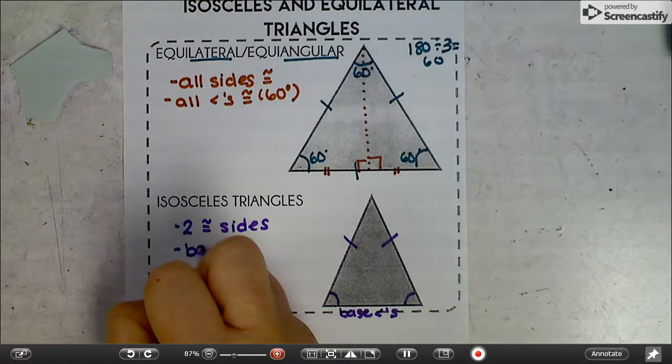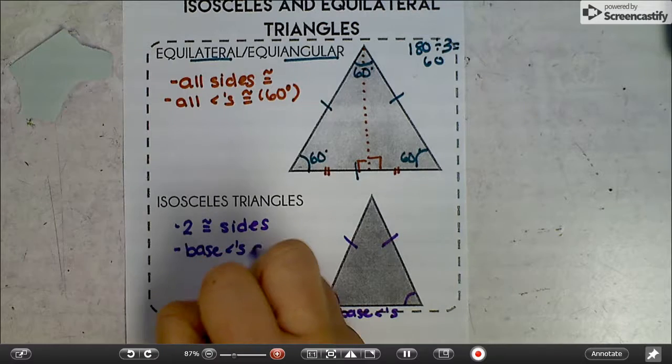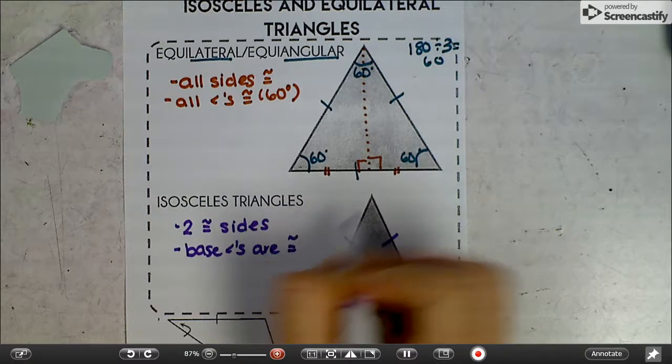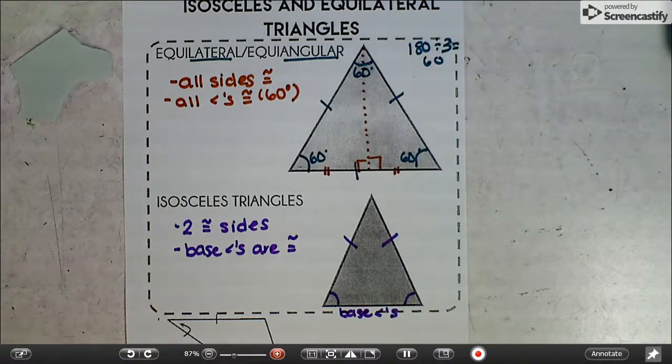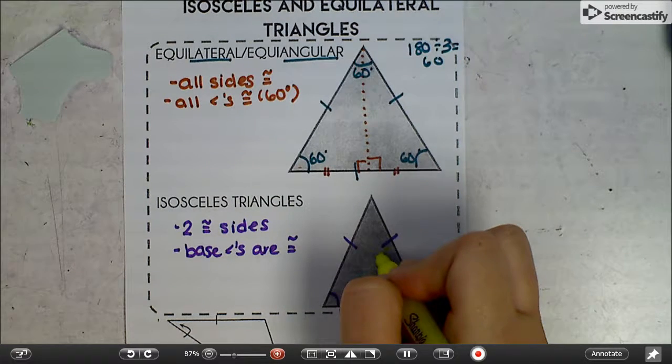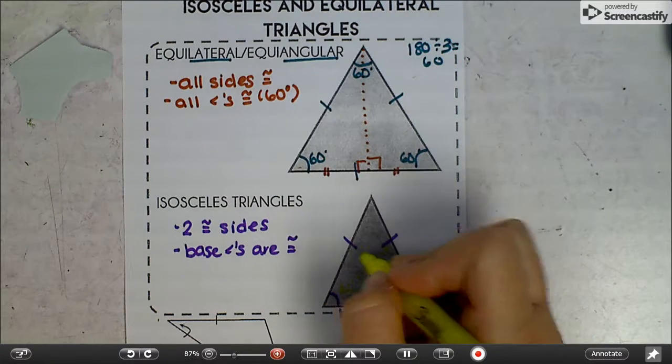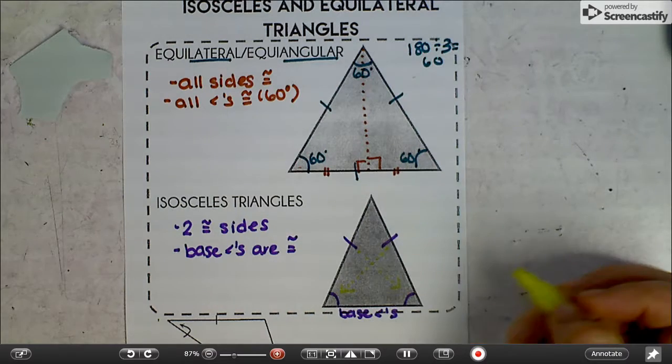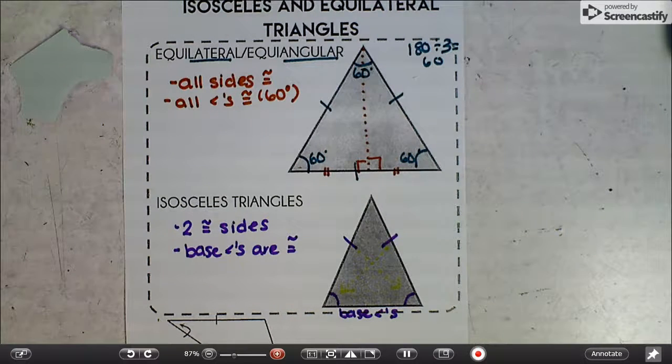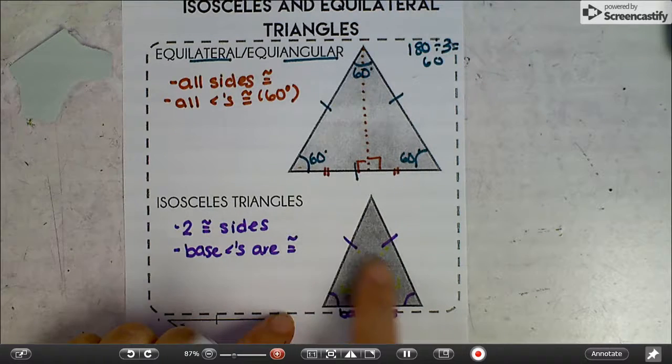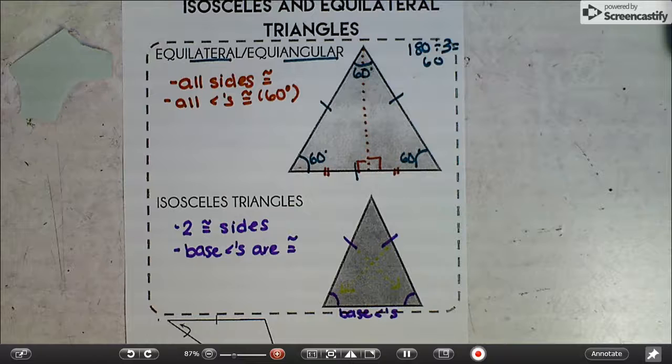And base angles are congruent. You can find the base angles by looking across the triangle from the two congruent sides. Again, the base angles could end up being on top of the triangle if the triangle is upside down, but it's always the ones across from the congruent sides.